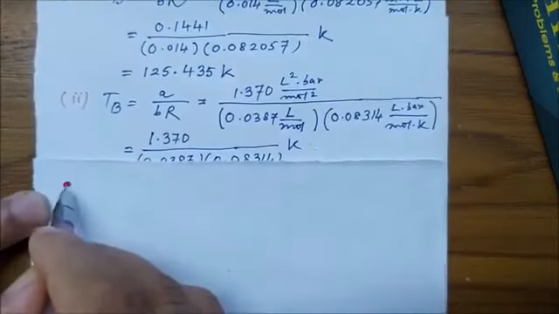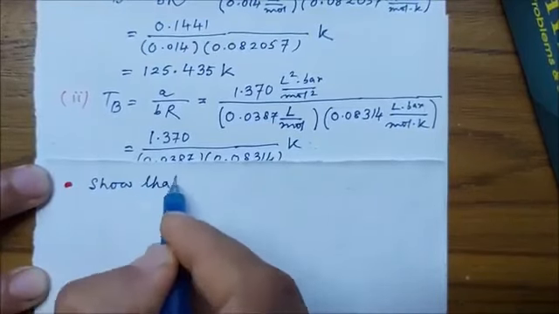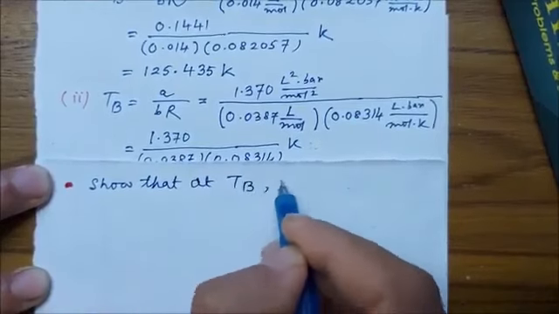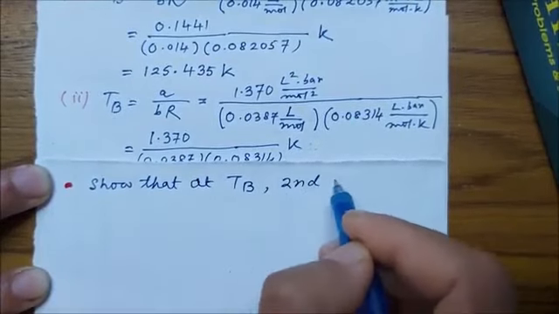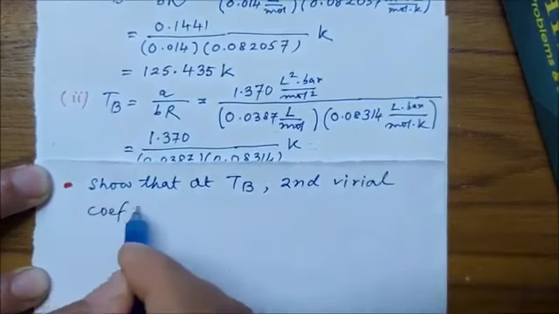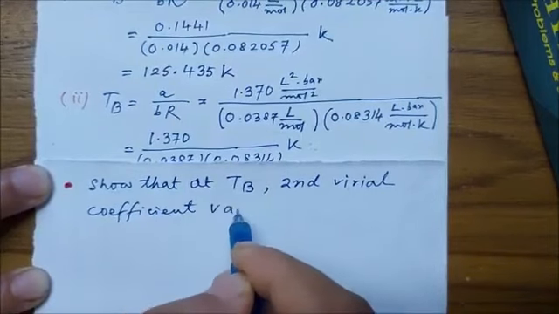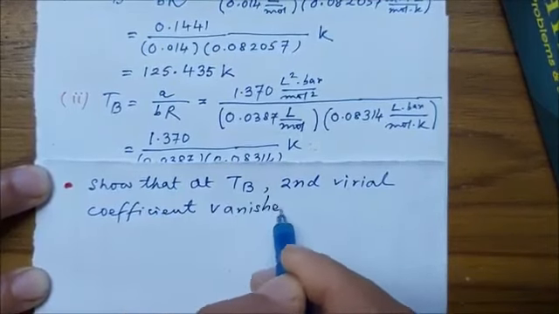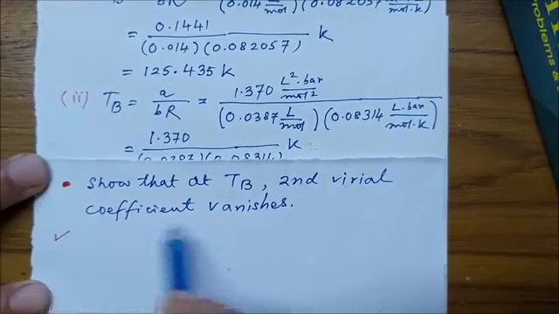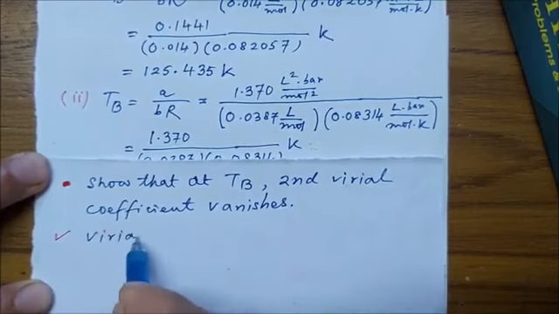The next problem states that show that at Boyle temperature the second virial coefficient vanishes. Let us go to the answer. The second virial coefficient occurs in the virial equation of state.